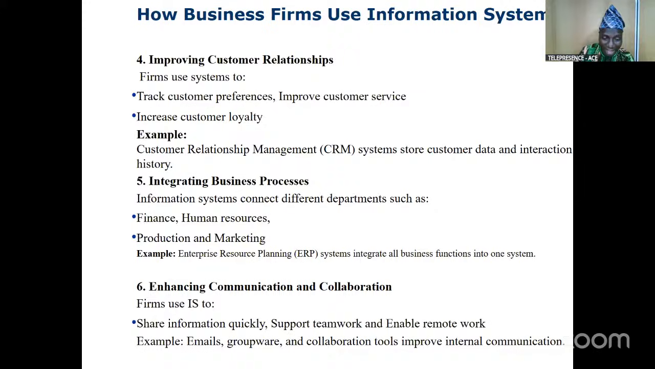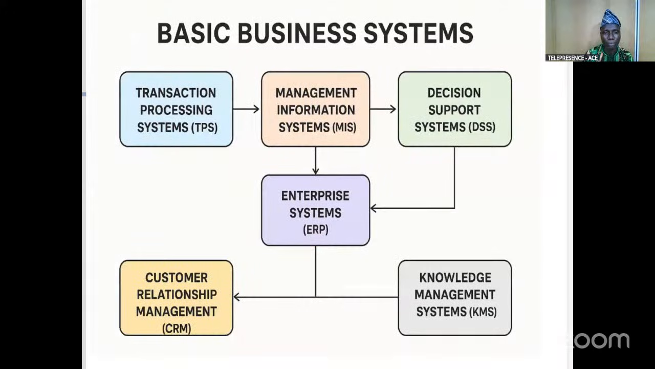Number six, enhancing communication and collaboration. Businesses use information systems to enhance communication within the business. They share information quickly, support teamwork, and enable remote work via email, groupware, and collaboration tools. That's how business firms use information systems. And these are basic business systems.